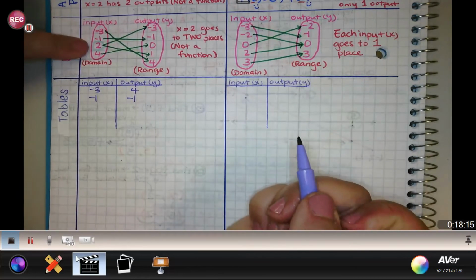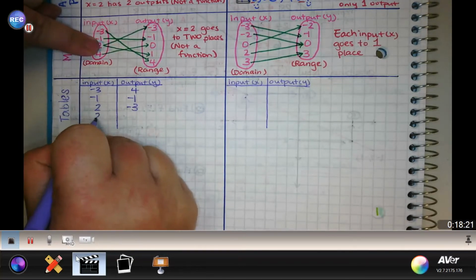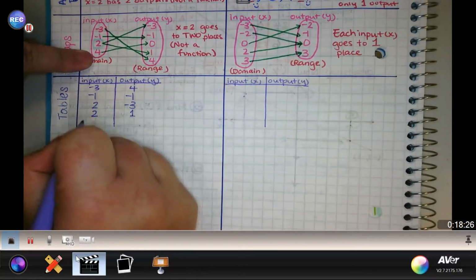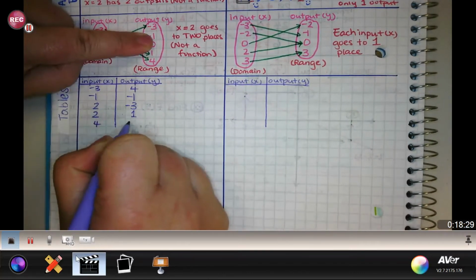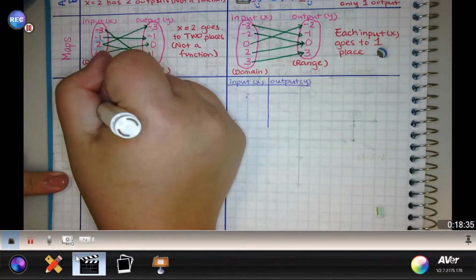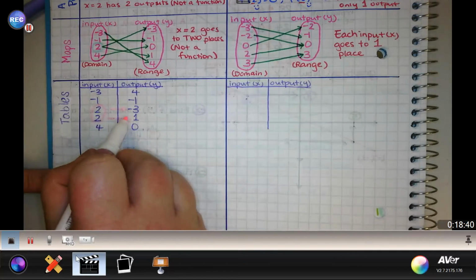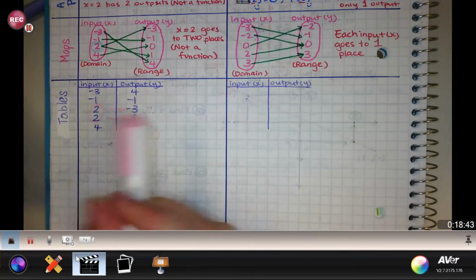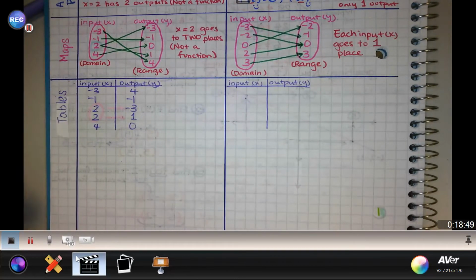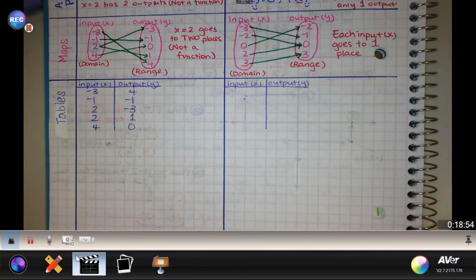Here I have 2, and one time it goes to -3, and then I'm going to do 2 again because sometimes it goes to 1. And then lastly, +4, which goes to 0. Okay. So again, notice here that I have the same input having 2 different outputs, which is not okay. That is your cue in a table: if you ever have repeated inputs that have different outputs, then that would not be a function, right?